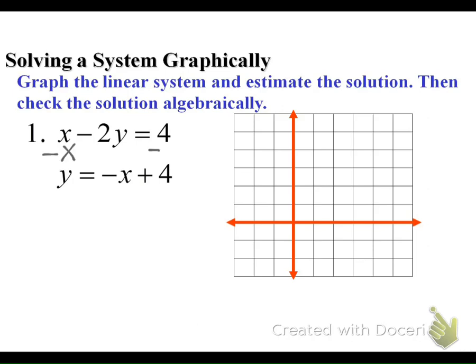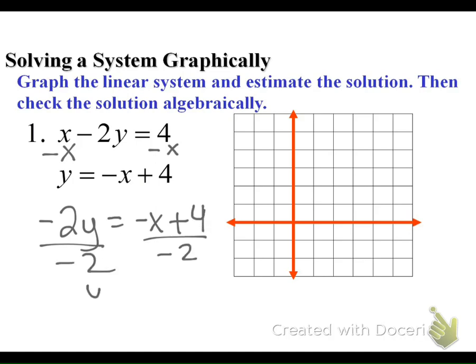So I need to subtract x from both sides. And then divide by -2. Great. So y equals, that's going to be 1/2 x minus 2. So we start at the -2 and then up 1 over 2, up 1 over 2.